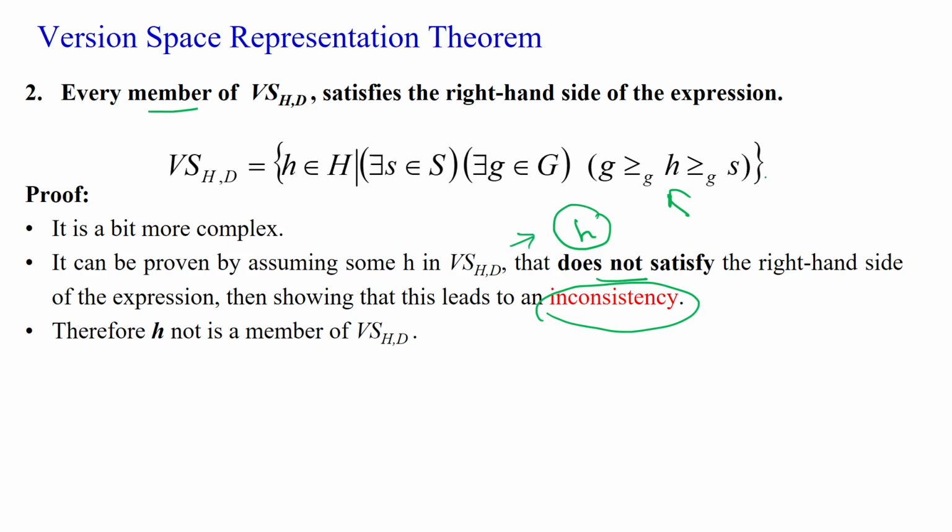That means if c of xi is some value and h of xi is some value, and both are not equal, then we can say that it is inconsistent. So this is the way to prove whether any random hypothesis is consistent or inconsistent with respect to the version space representation theorem.